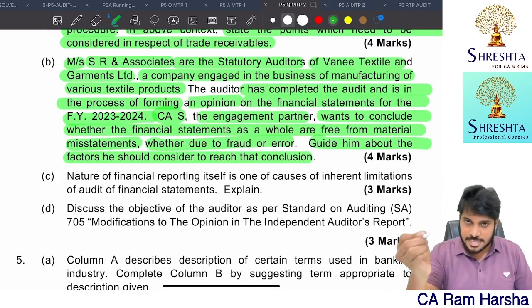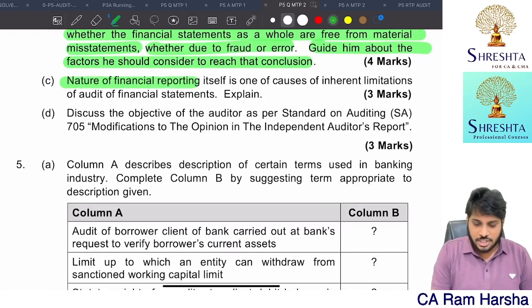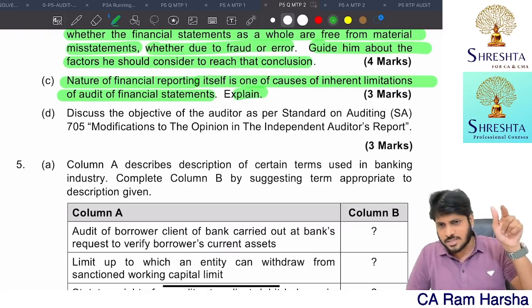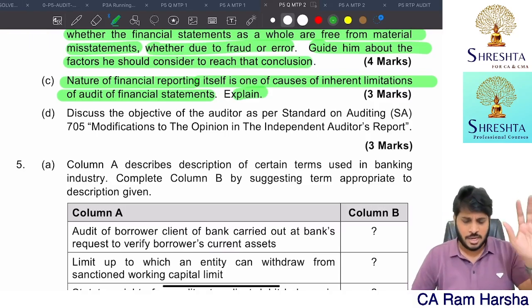Forming of an opinion is in SA 700, and below that the discussion is there. Nature of financial reporting itself is one of the inherent limitations explained. There are various inherent limitations: nature of audit procedure, nature of financial reporting, time and cost, and other limitations. Nature of financial reporting, that point they're asking. When I'm discussing nature, objective, and scope, this itself can be asked as a question. It's a straight question. Please read the answer.